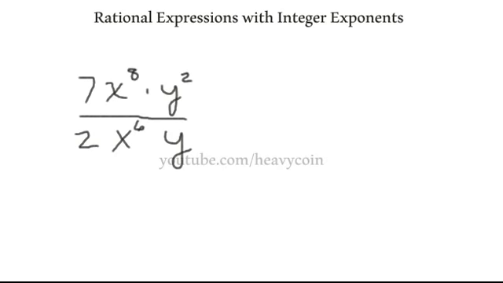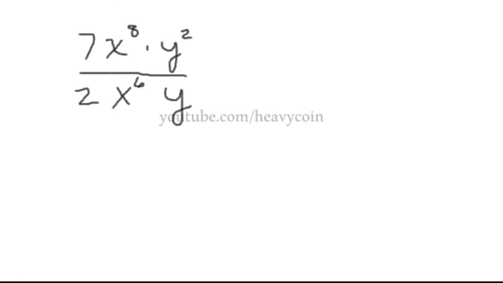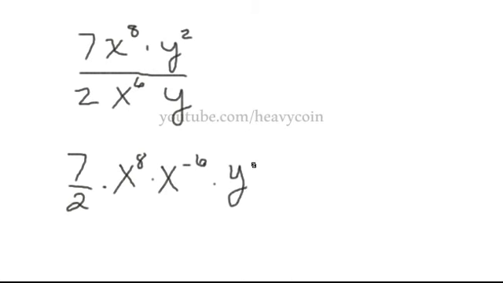Now I'm going to rewrite this as 7 over 2, and get it out of the way. We have x to the 8th times x to the negative 6, bringing this up into the numerator and changing the sign, times y squared times y to the negative 1. I'm bringing this up into the numerator also.